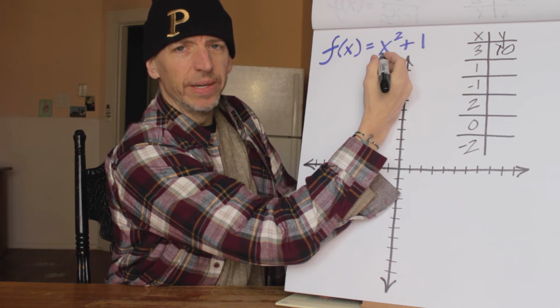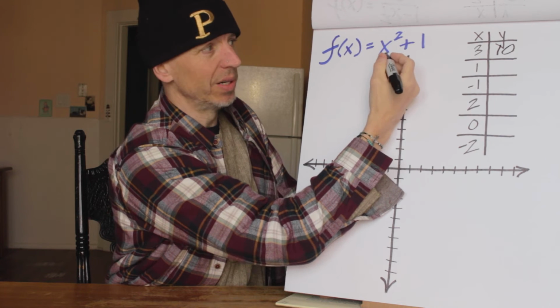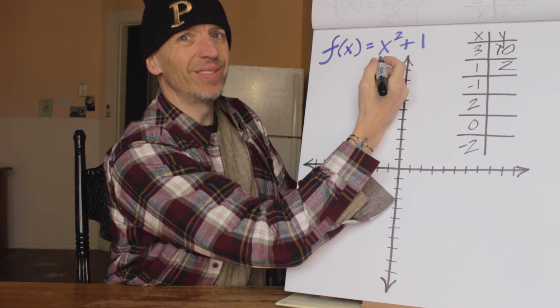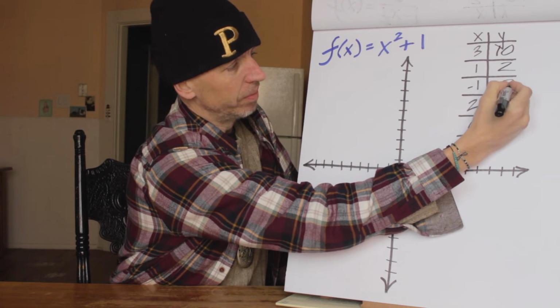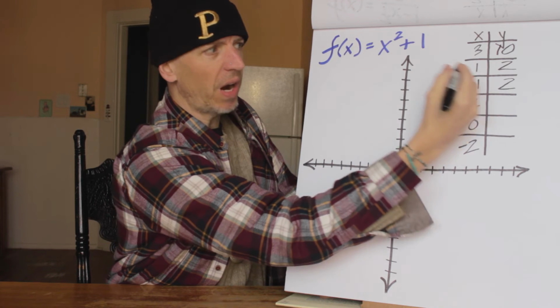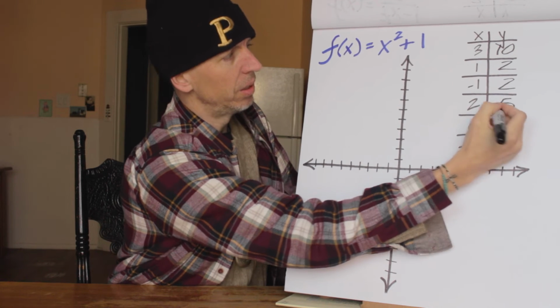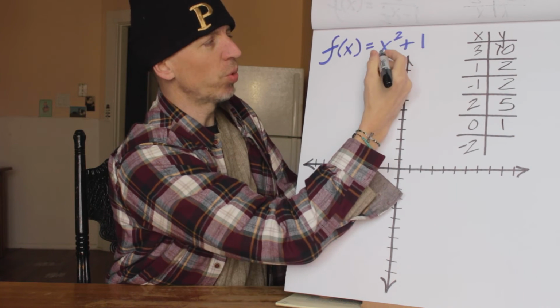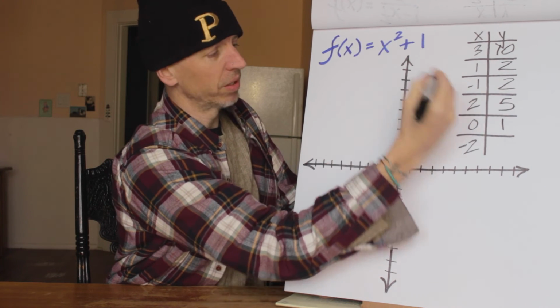1 in place of the x. 1 squared is 1, plus 1 is 2. Negative 1 squared, that's still 1, plus 1 is 2. 2 squared is 4, plus 1 is 5. 0 squared is 0, plus 1 is 1. Negative 2 squared, that's 4, plus 1 is 5.